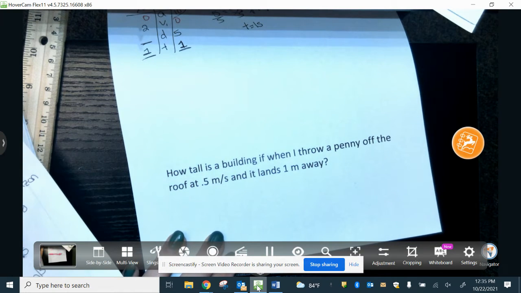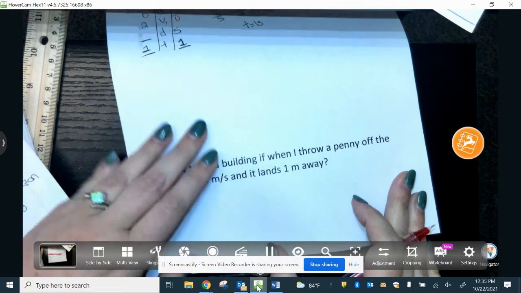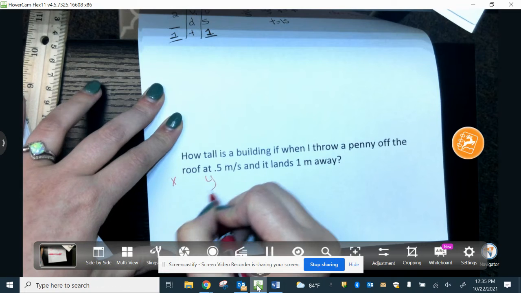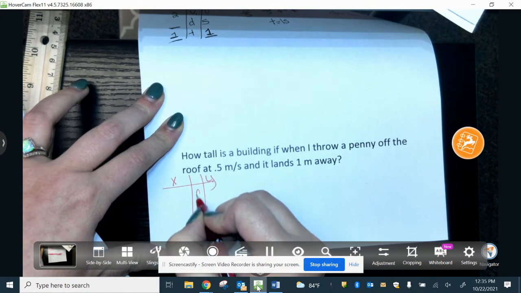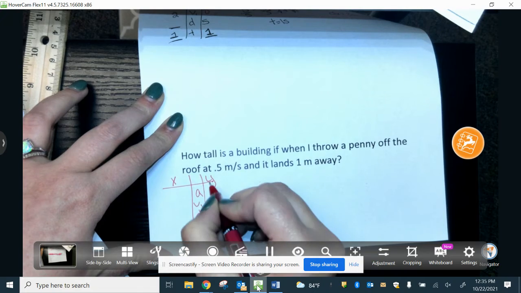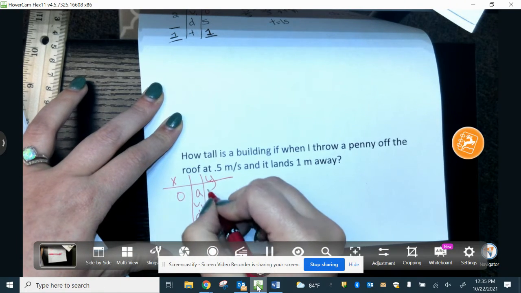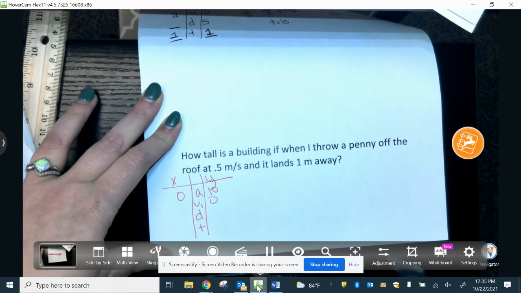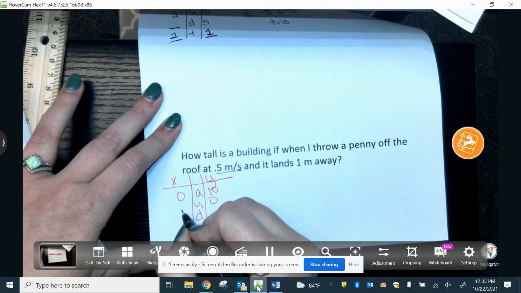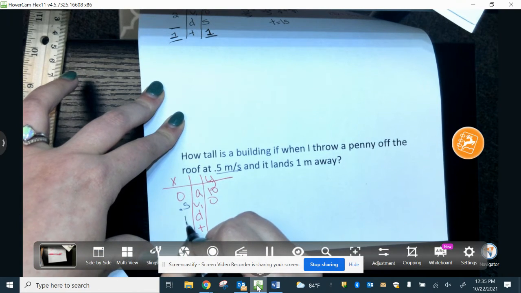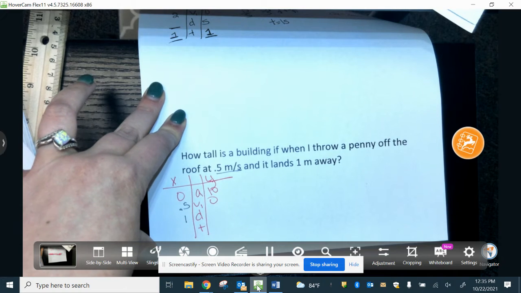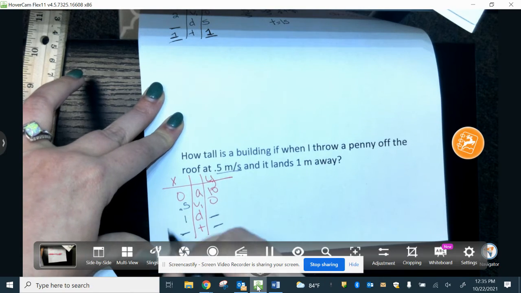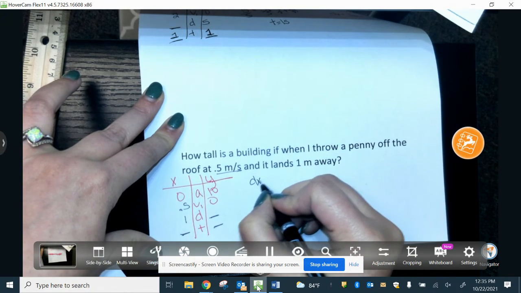Second one says, how tall is a building, when I throw a penny off the roof at 0.5 meters per second and it lands 1 meter away? So again, x, y, a, v, i, distance, time. 0, 10, 0. Because this is a horizontal projectile, I can fill that in. I'm throwing it at 0.5 meters per second, so that 0.5 goes there. My distance in x is 1. It lands 1 meter away. So in this case, I have fewer blanks on the x side, so I'm actually going to use d of x to find my time.